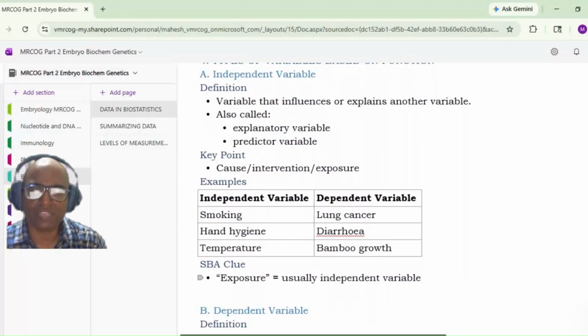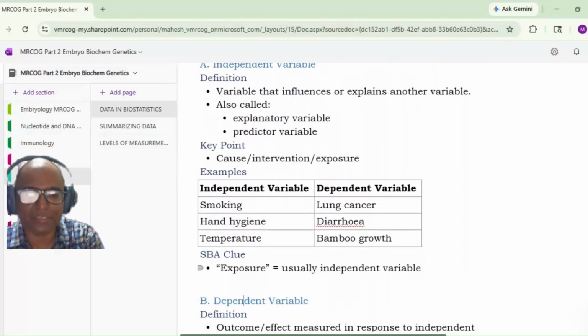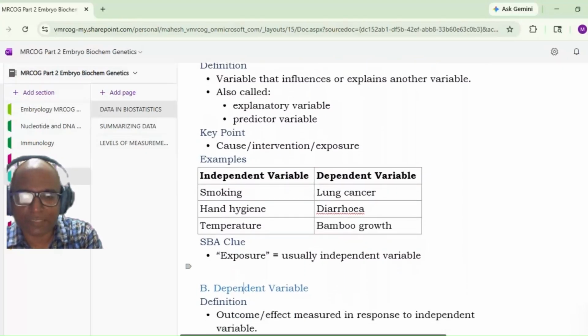That is how the independent variable is influencing some other variable, which is a dependent variable. From an examination point of view, remember, exposure to one particular factor is generally denoting your independent variable.